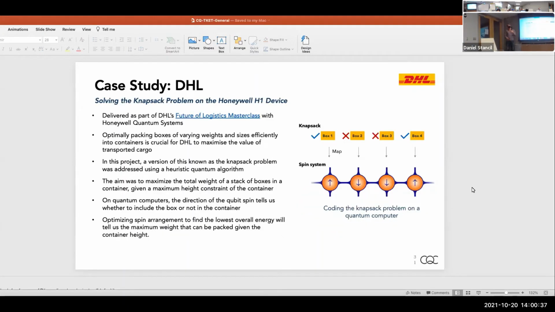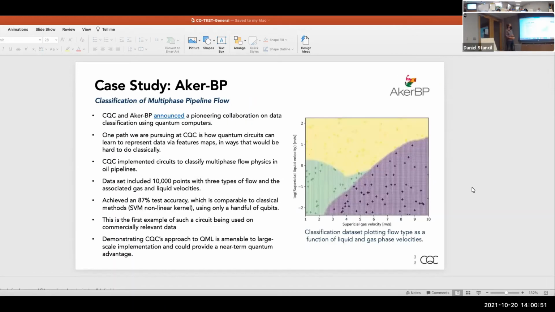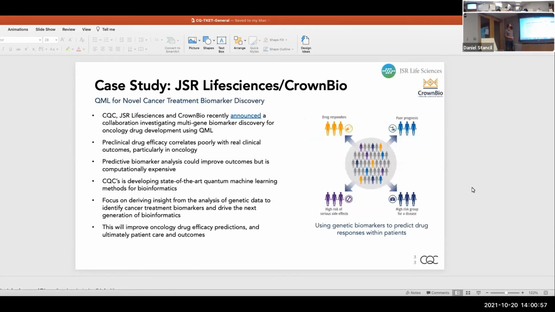We did a project for DHL, the shipping company. It was a comparison of quantum to classical. We were able to show that there was a promise of speed up in their shipping algorithm, in exactly how they track which packages go where. And then in AccuVP, this was a classification problem. Different things. So we have this whole host of machine learning projects.